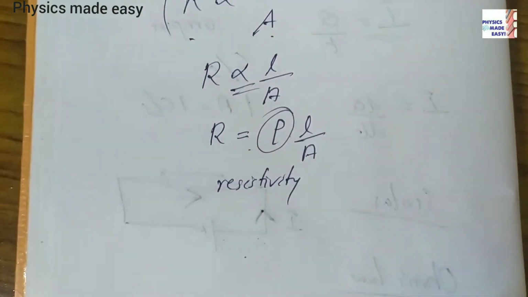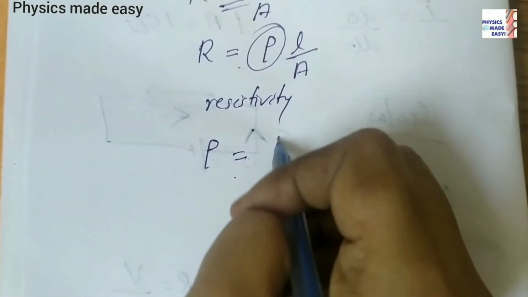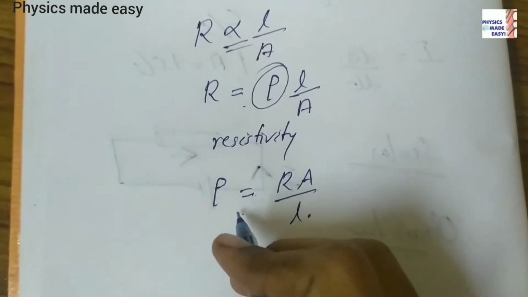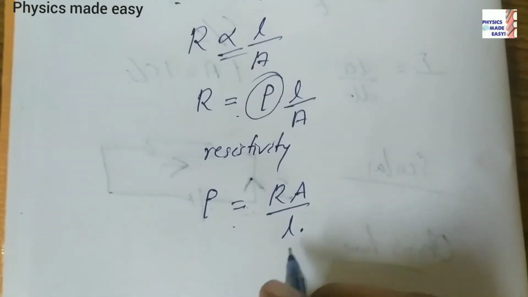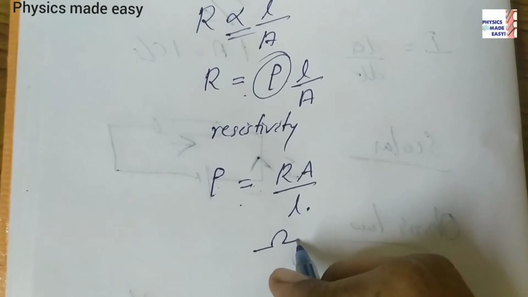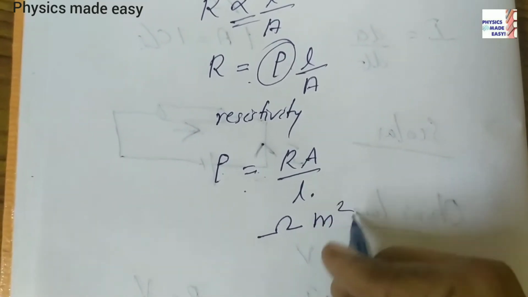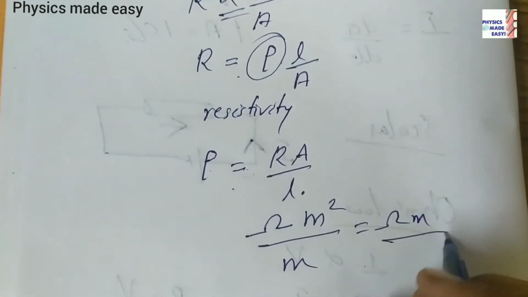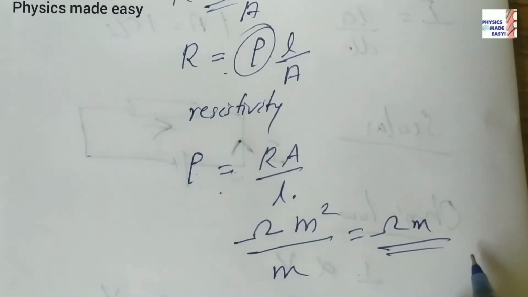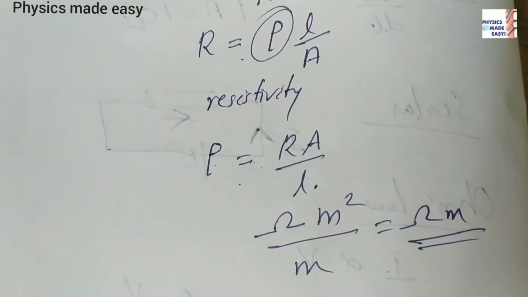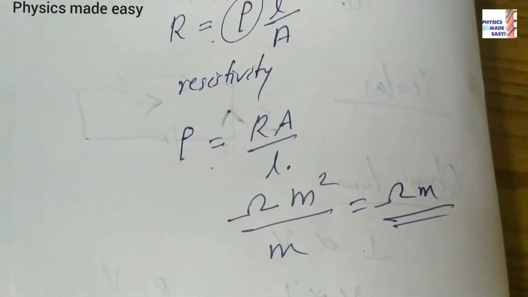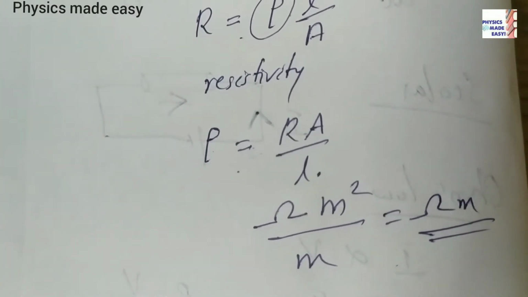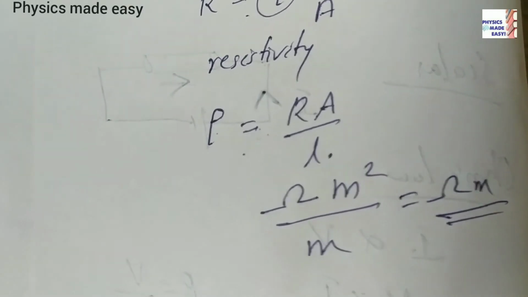How can we write an equation for rho from this? Rho is equal to R into A by L. Then from this we can get the SI unit of this rho. Here you know unit of resistance is ohm, unit of area is meter square divided by unit of length which is meter. So from this we can write unit of resistivity as ohm meter. Then you know this resistivity depends on the nature of the material of the conductor and the physical conditions like temperature and pressure. Then children, this resistivity is independent of its size and shape.